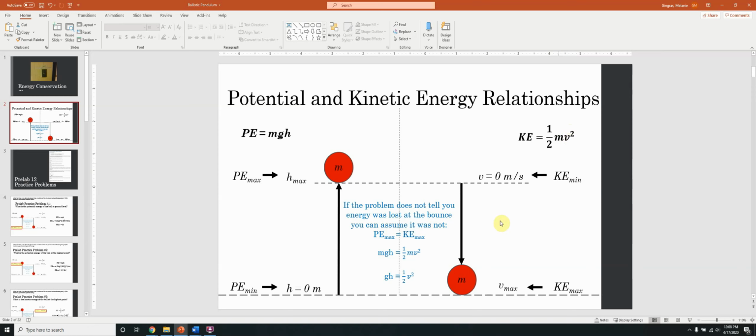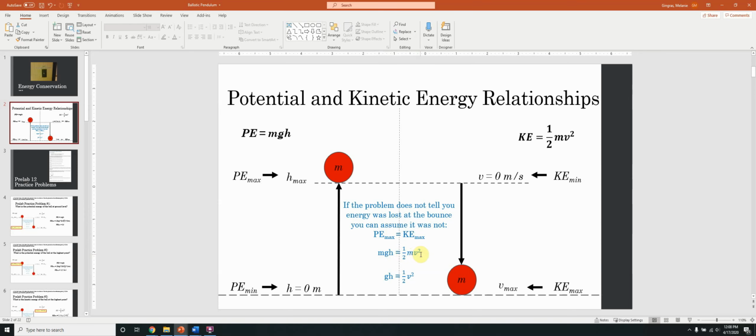The last thing I want to mention before we get into the pre-lab practice problems is that if the problem does not tell you any energy was lost at the bounce, you can assume that it wasn't. That means that our maximum potential energy is going to be equal to our maximum kinetic energy. This is really handy because, as you can see here, I filled in the formula for potential energy and the formula for kinetic energy.